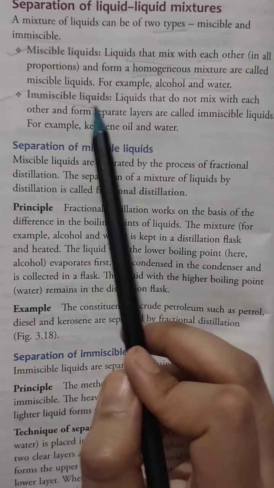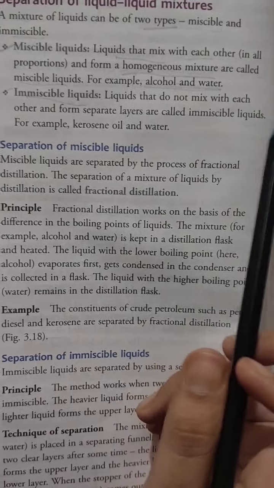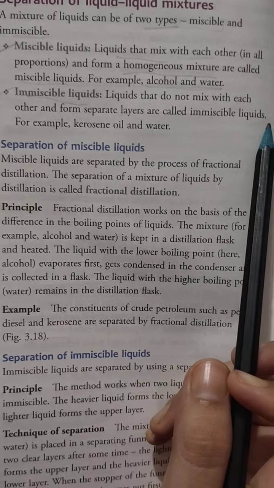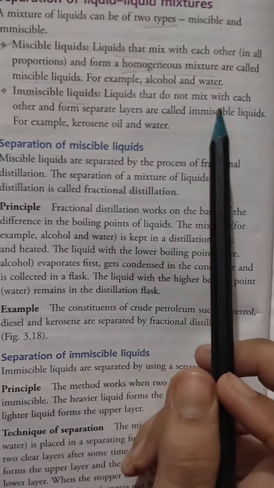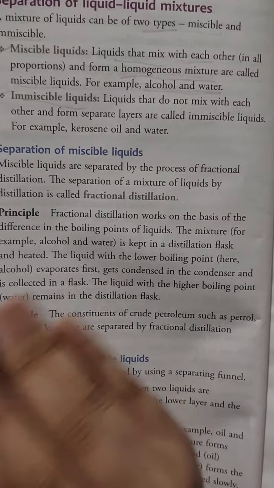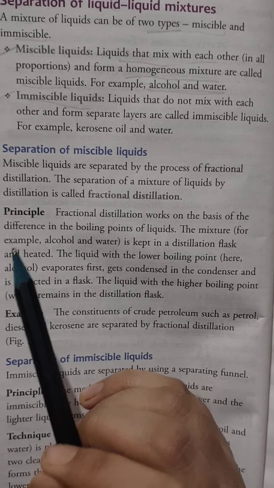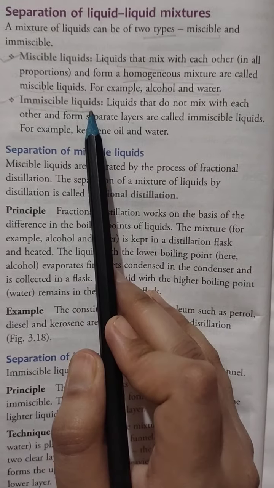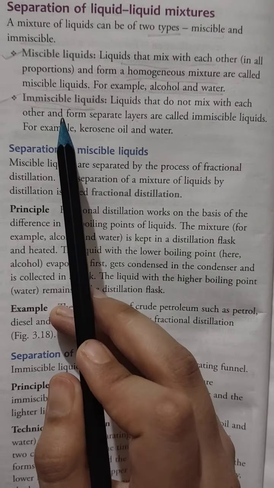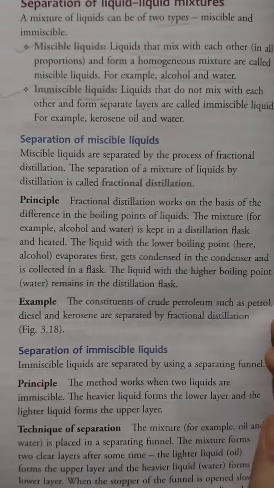Next is immiscible liquid. Liquids that do not mix with each other and form separate layers are called immiscible liquids. You can see this in your home also. When you mix oil and water, both form separate layers. So this is an immiscible liquid. Why? Because they do not mix with each other and they form two separate layers of their own.